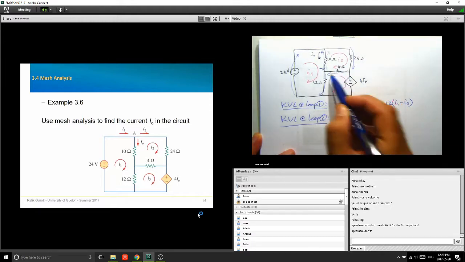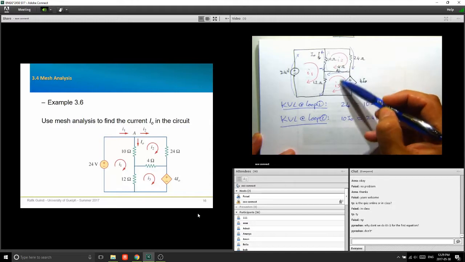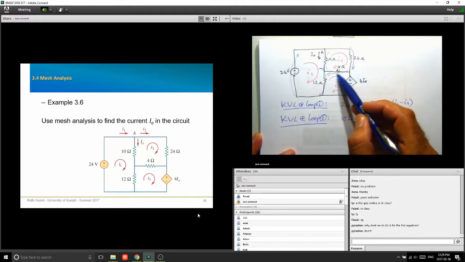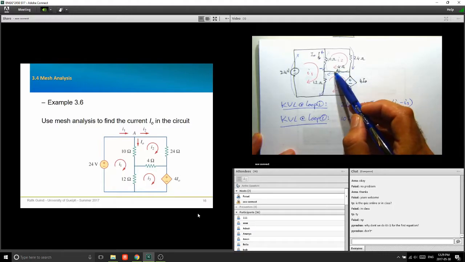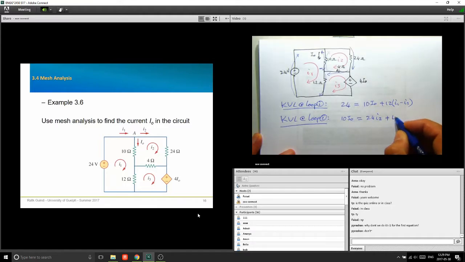And then from here to here, notice you have two mesh currents now. So if I'm going in this direction, if I'm assuming that's a drop, then I'm assuming I have a current flowing like that, which is I2 minus I3. So the drop is equal to 4 (I2 minus I3). That's the second loop.